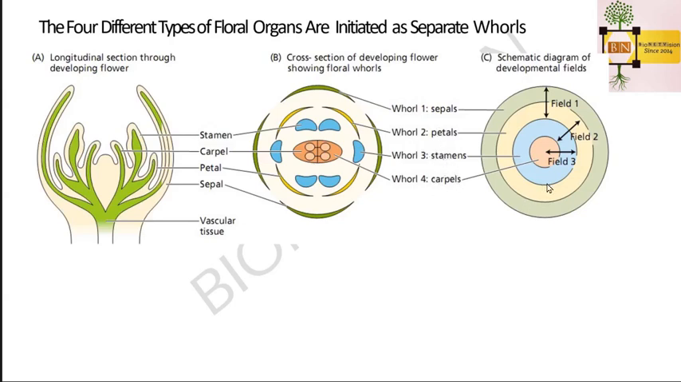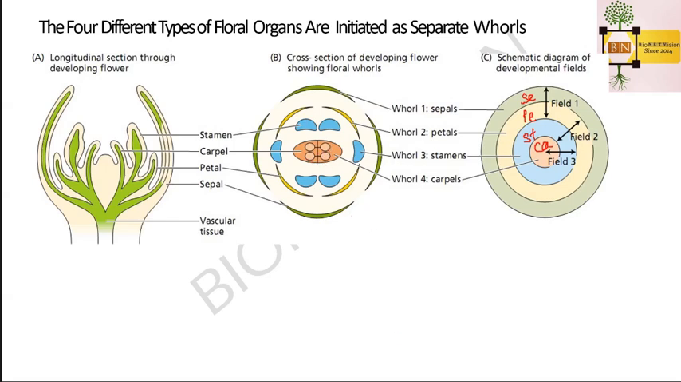According to the combinatorial model, the function of each whorl is determined by overlapping developmental fields. You can see in this picture that the outermost is the sepal, inner to the sepal is the petal, inner to the petal are the stamens, and the innermost is the carpel. Here we can see two fused carpels in the ovary of Arabidopsis, and inside the carpel there are numerous ovules.